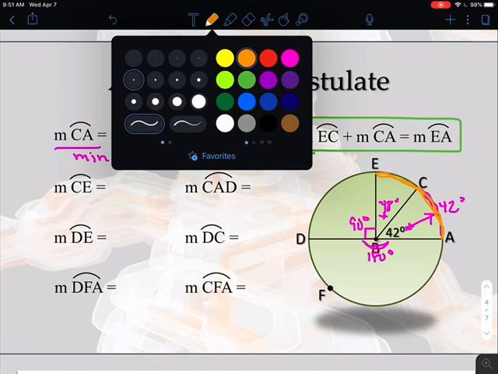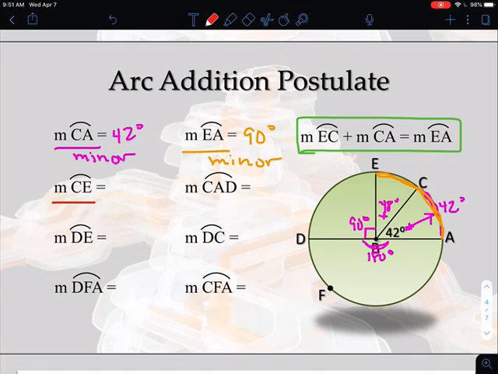And then as I work my way through the picture here, my next one could be CE. So if I want to go from C to E here, we know that that's the same as the central angle, so it's 48 degrees. There's another minor arc.